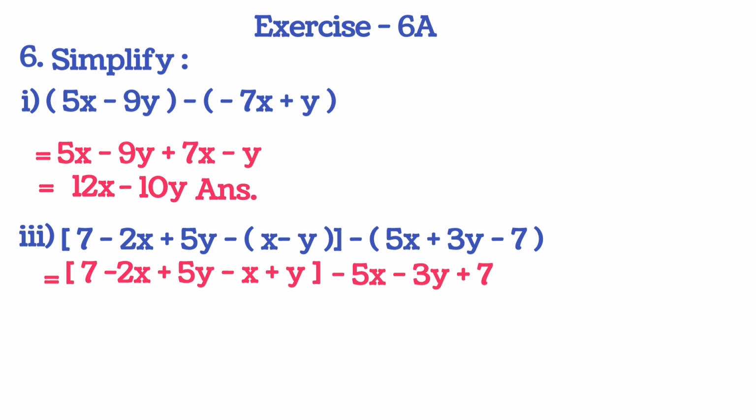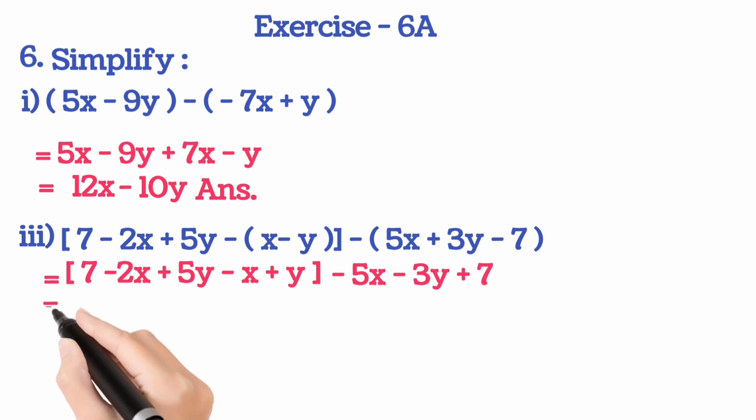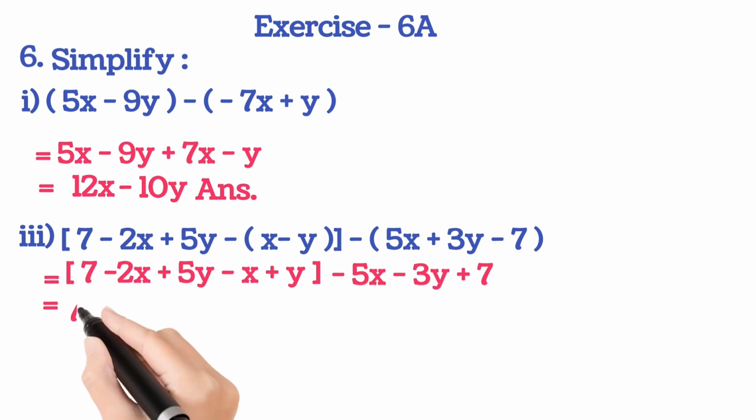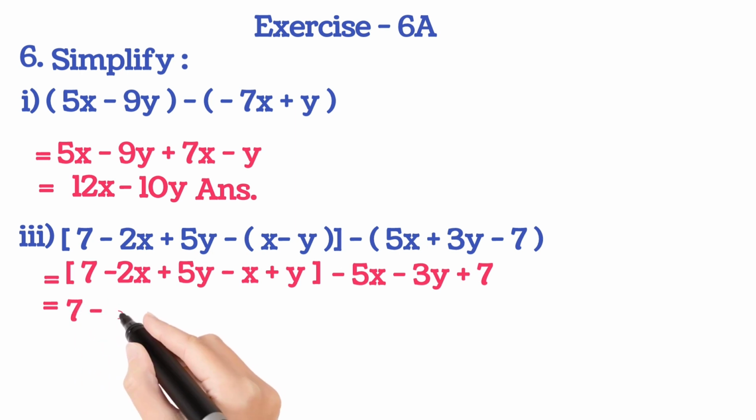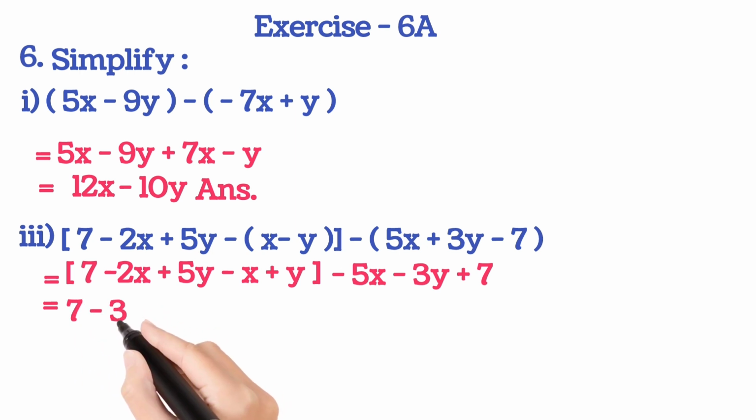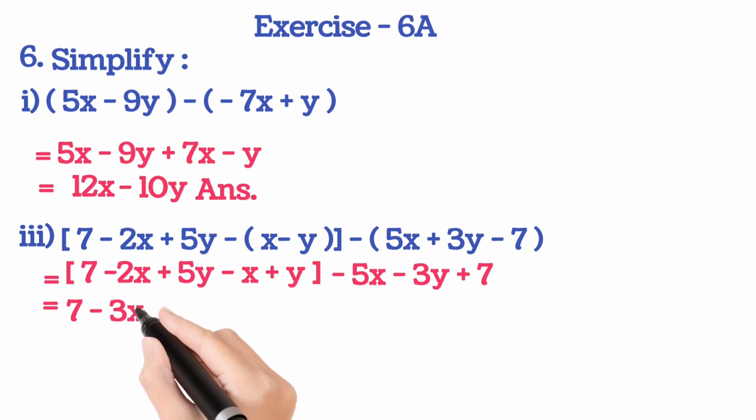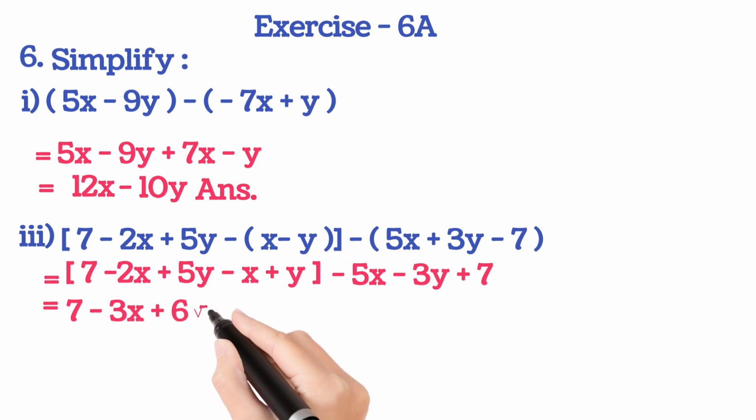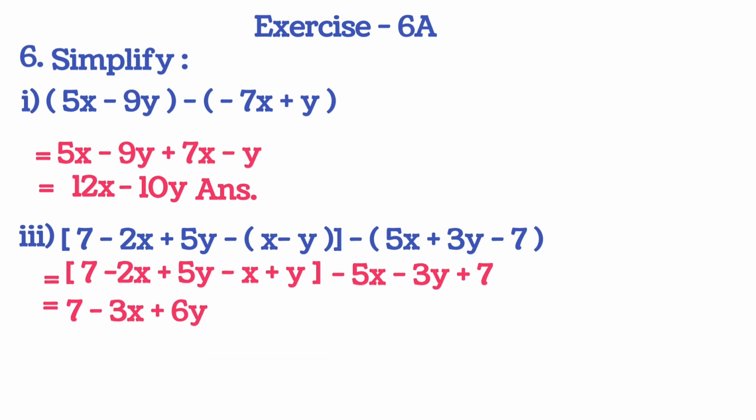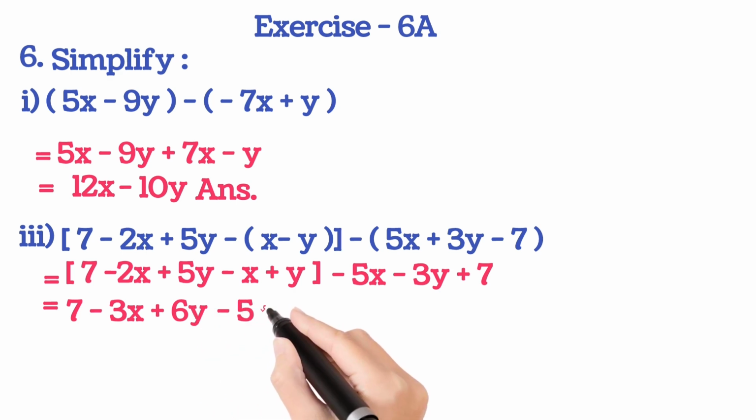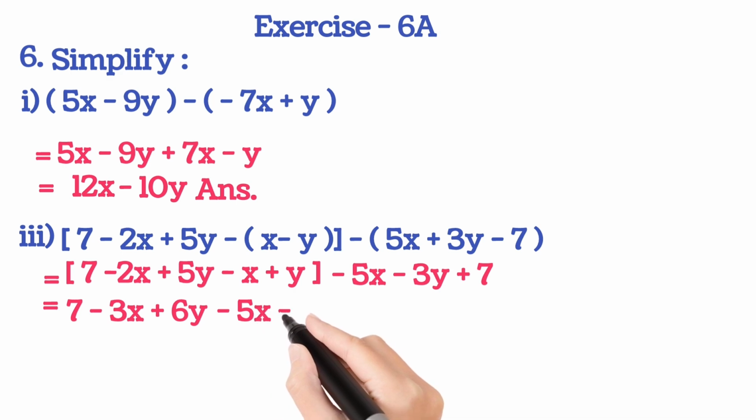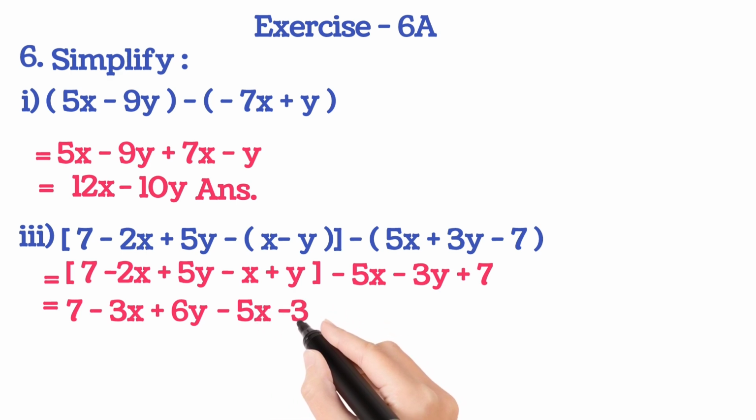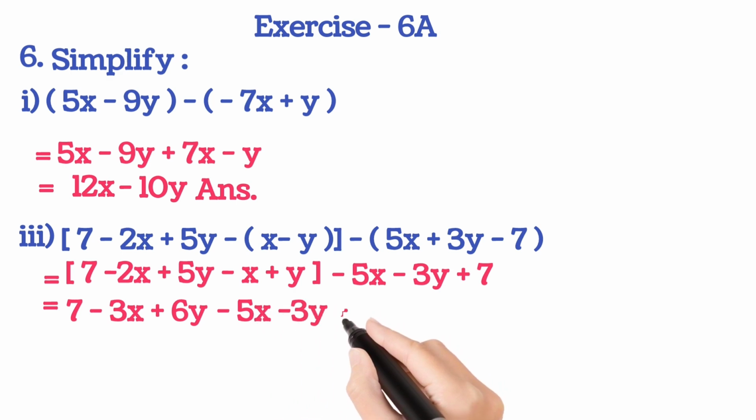Next step, we will first do the work given inside the third bracket. So first collect the terms, that is 7 minus 2x and minus x, that is minus 3x, and plus 5y and plus 1y, that is plus 6y. Now this minus 5x minus 3y and plus 7, write as it is.